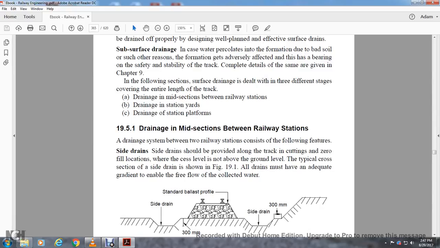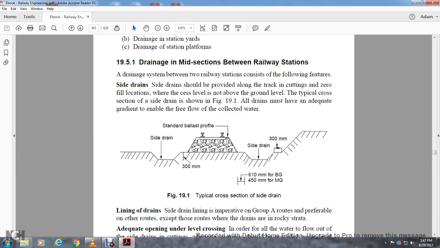Side drains. Side drains should be provided in track cuttings, at zero fill locations, and at cross-level locations available at ground level. The typical cross-section of the side drain is shown in Figure 19.1. All drains must have adequate capacity and enable the free flow of the collected water.